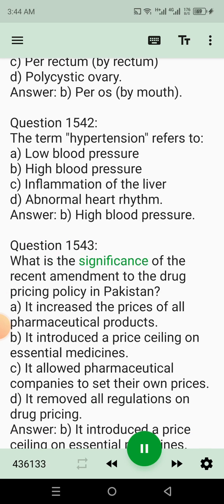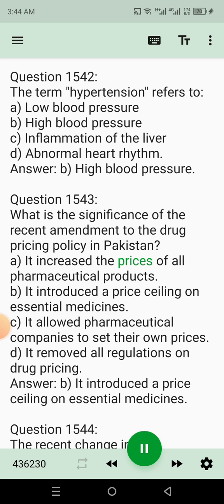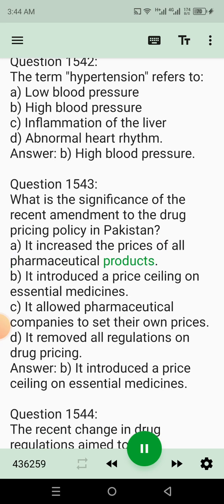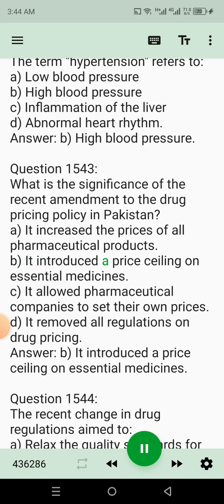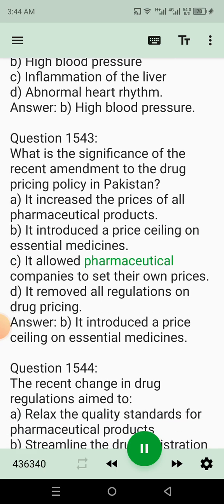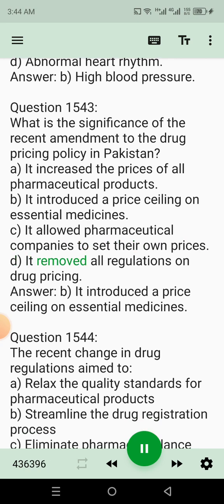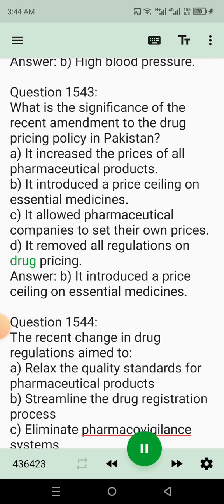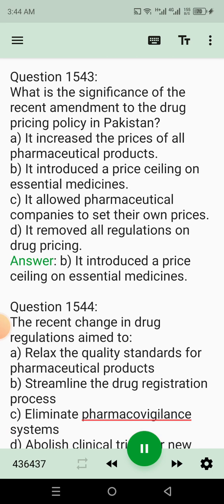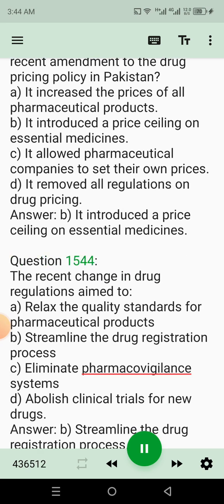Question 1543. What is the significance of the recent amendment to the drug pricing policy in Pakistan? A. It increased the prices of all pharmaceutical products. B. It introduced a price ceiling on essential medicines. C. It allowed pharmaceutical companies to set their own prices. D. It removed all regulations on drug pricing. Answer: B. It introduced a price ceiling on essential medicines.